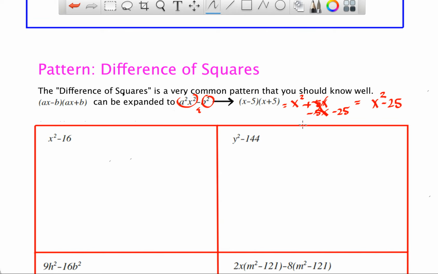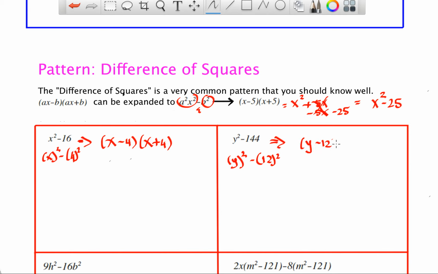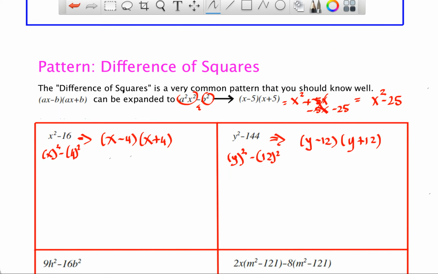Well, that means you can go backwards as well. So x squared minus 16, okay, that is factorable. Well, that's an x that's being squared, and that's a 4 that's being squared, right? So you can see we have the difference of squares, so that factors into x minus 4 times x plus 4. Sort of the same thing over here. We have y squared, and 144 is 12 squared. So this is factorable. You could write that as y minus 12 times y plus 12. Okay, so those are two fairly straightforward versions.